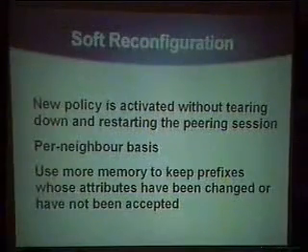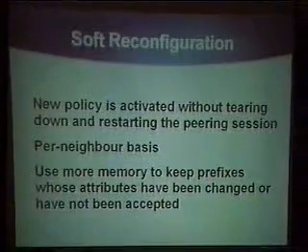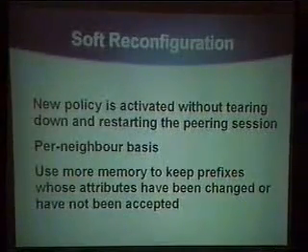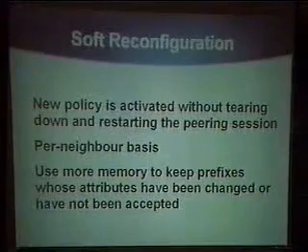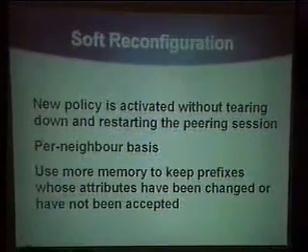The big downside was that it uses more memory. It uses more memory to keep prefixes whose attributes have been changed or which are not being accepted. For example, if you get a full feed and you want to change local preference on every single prefix you hear from that full feed, that can double the amount of memory you need for that particular feed. It's extra expensive. It's not quite double, but it's almost double. So for example, a full feed that fits into 10 megabytes would mean near enough 20 megabytes.